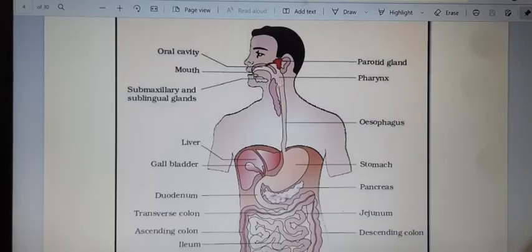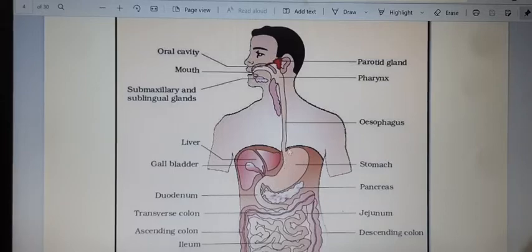In the pharynx we can see this is the opening of lungs or the windpipe, and this is the opening of esophagus. So in the pharynx both are opening, or we can say pharynx opens into windpipe and esophagus. Then esophagus crosses the neck, thorax and the diaphragm and reaches into the abdomen area and opens into the stomach here.